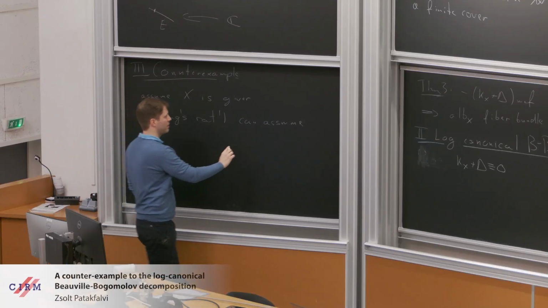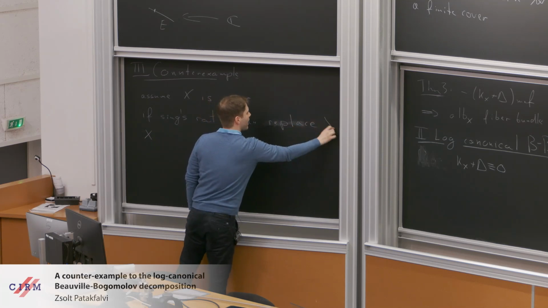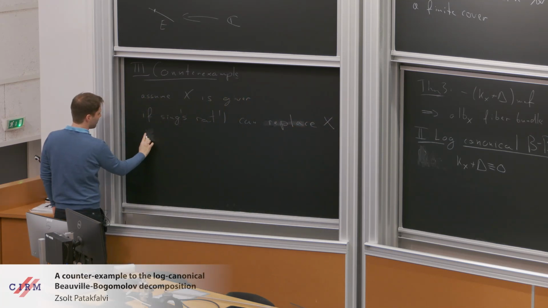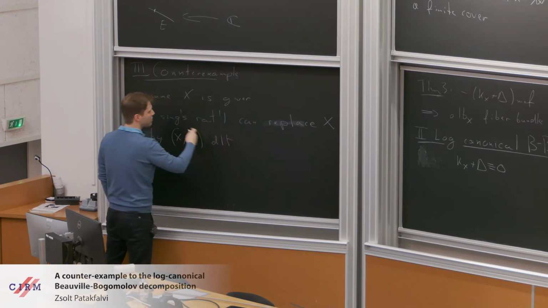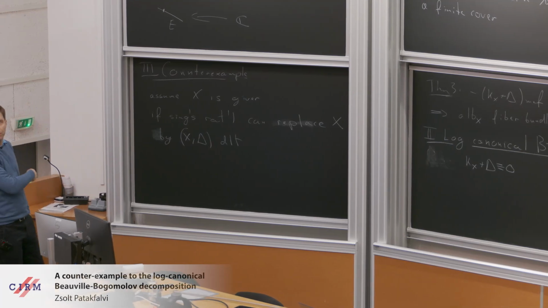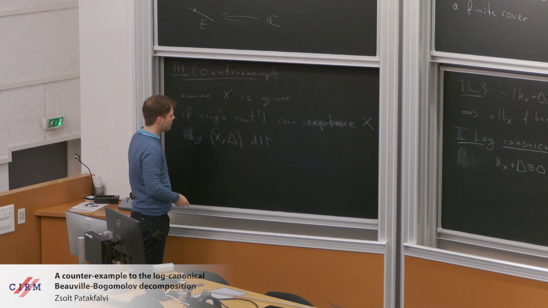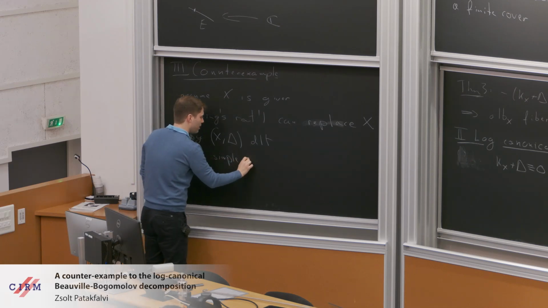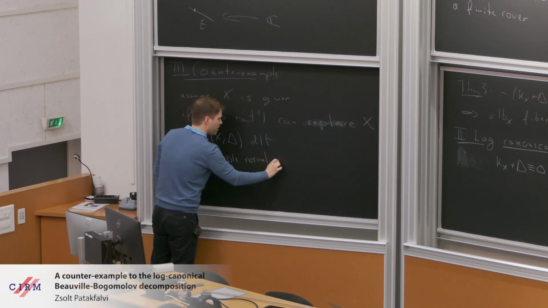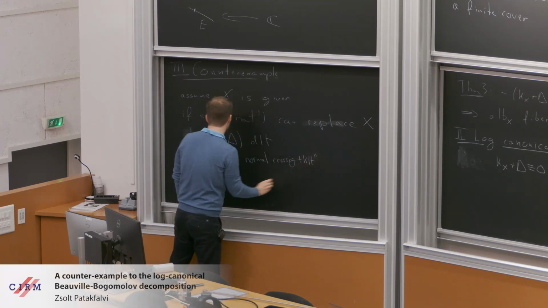We can replace x by x delta. So it might look like making things worse because now you're introducing a boundary, but these gadgets are much easier to deal with, because this is basically what it is. It's simple normal crossing plus KLT instead of just log-canonical.